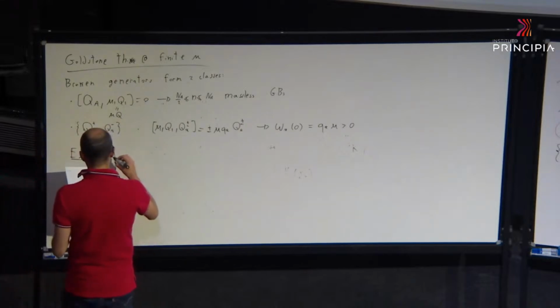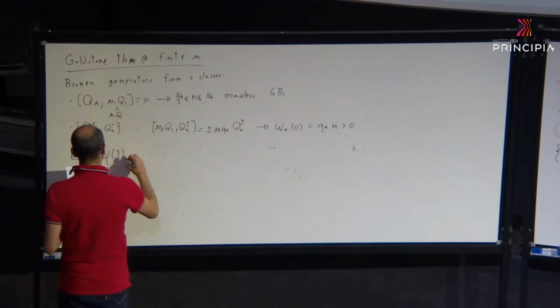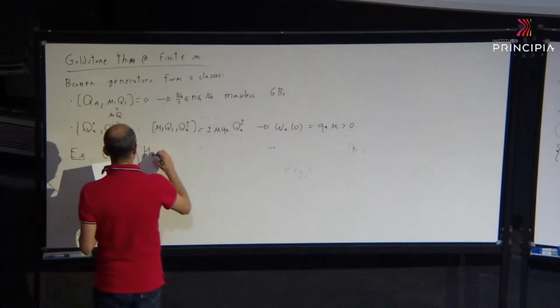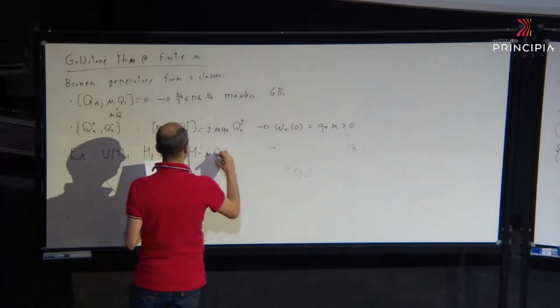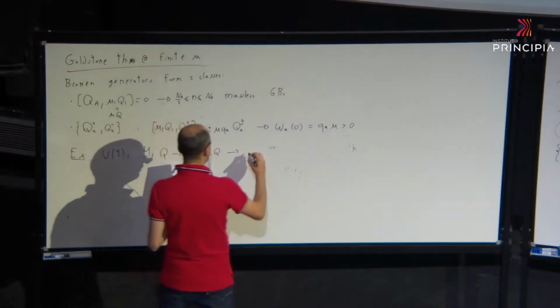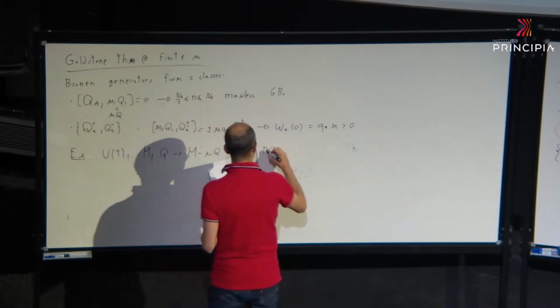The one example is the case of a U1 symmetry. You have the Hamiltonian, you have the U1 charge, and then you break them to H minus mu Q. This is what we discussed yesterday. You have one massless Goldstone only.